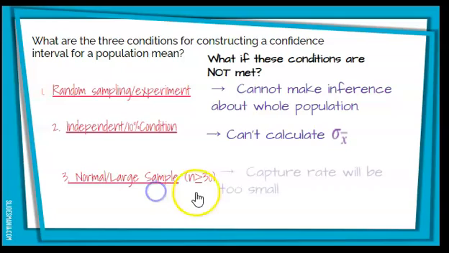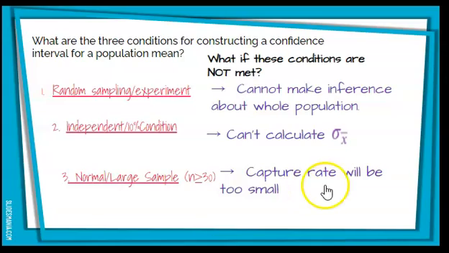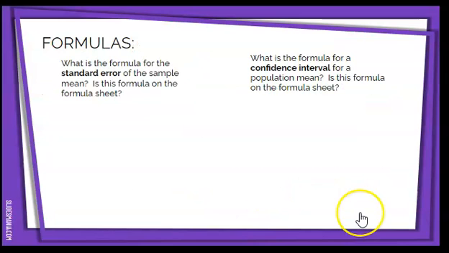What if it's not large or normal in shape in your sampling distribution? Well, what's going to happen is you can still calculate an interval, but the capture rate is not going to be what it's supposed to be. Like, if you want to be 99% confident, what would happen is you'd probably only be 90% confident. You could still get an interval, it's just not going to be as good.